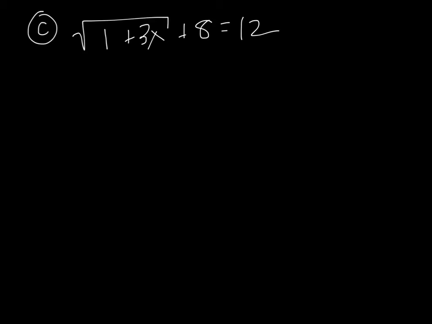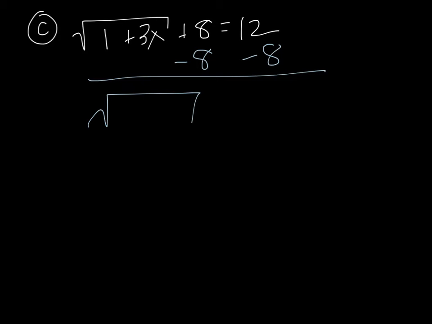Part C, we just need to subtract 8 from each side. So the square root of 1 plus 3x should give you 4. And then we'll square each side. I'll do this in pink.